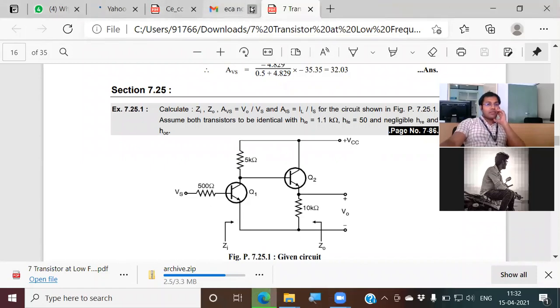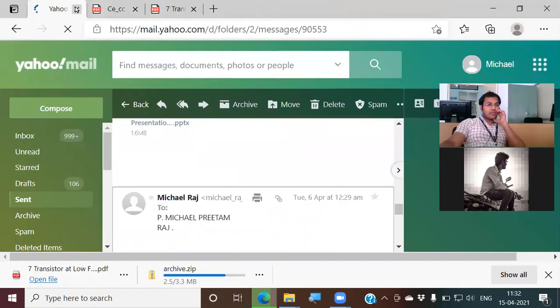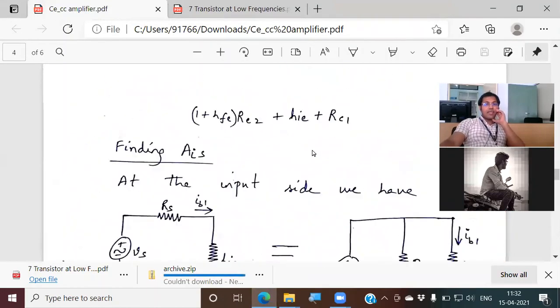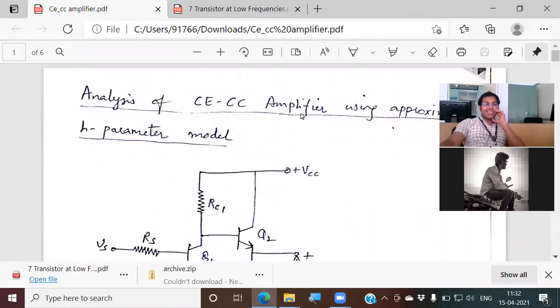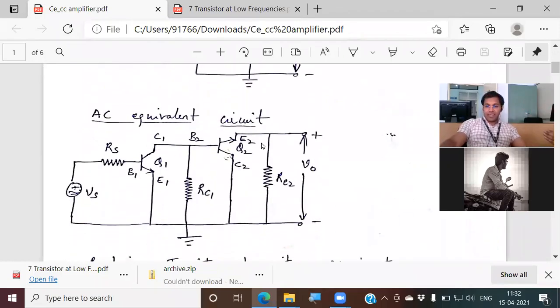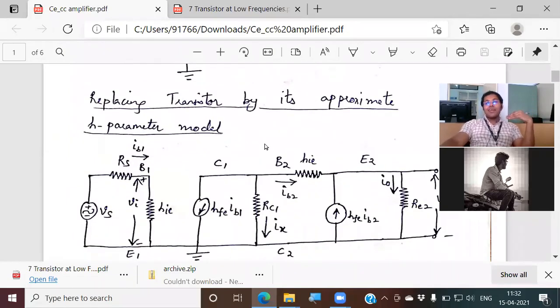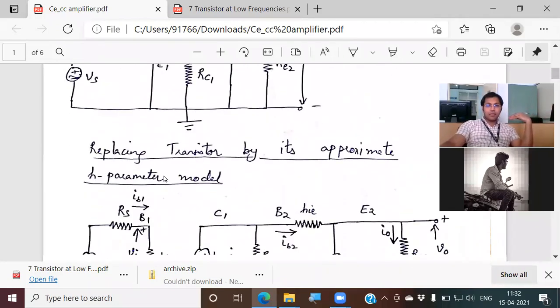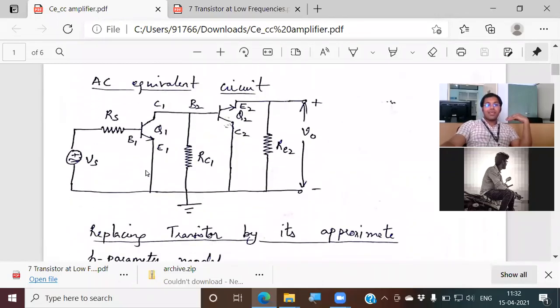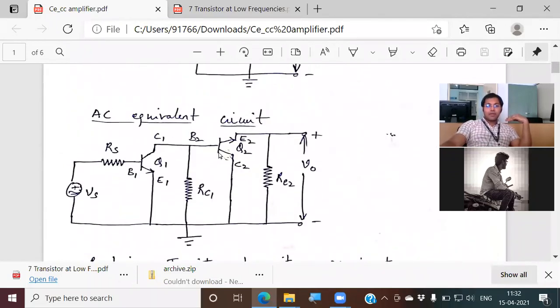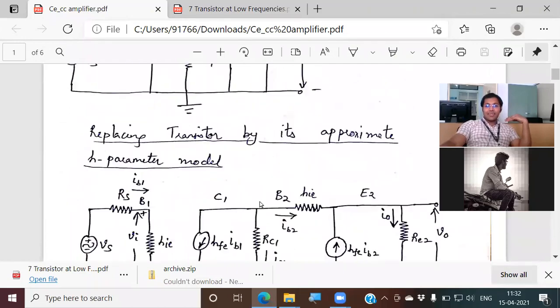So, in the last class, we were dealing with the CE-CC cascade amplifier. The general process of analyzing any amplifier: take the amplifier circuit, go for the AC equivalent, and then in the AC equivalent replace the transistor. Whatever the question asks for, if it asks for the approximate H parameter model, replace the transistor with the approximate H parameter model. This is common collector, so replace it.